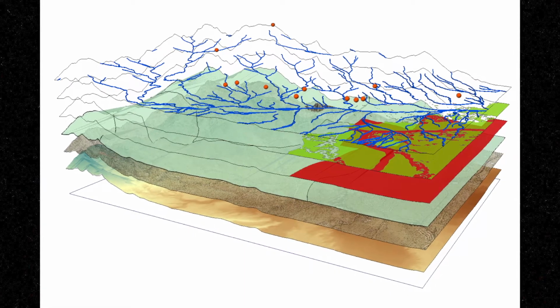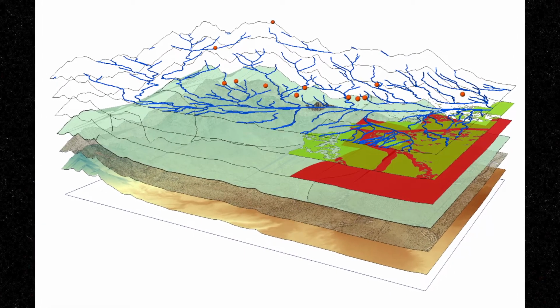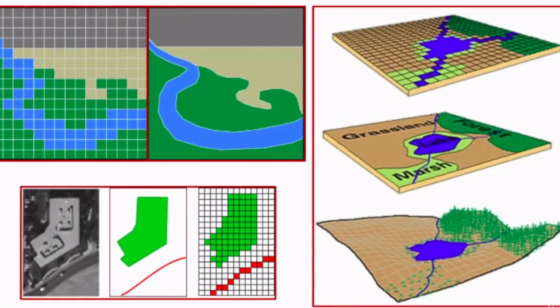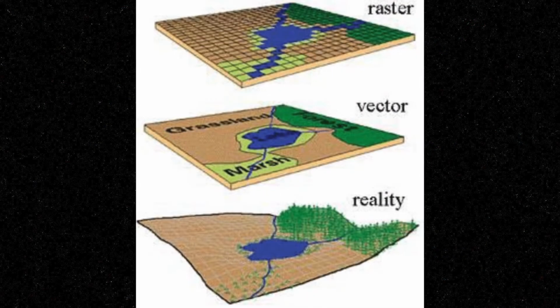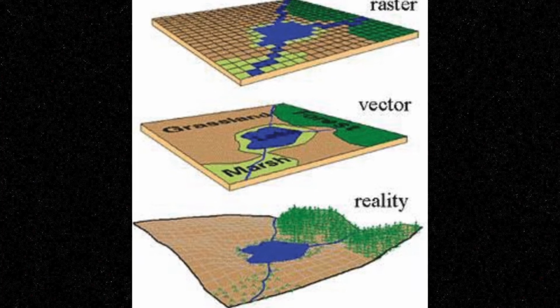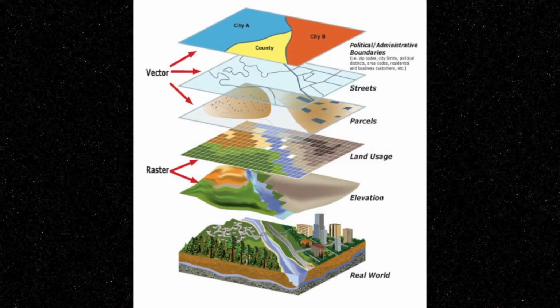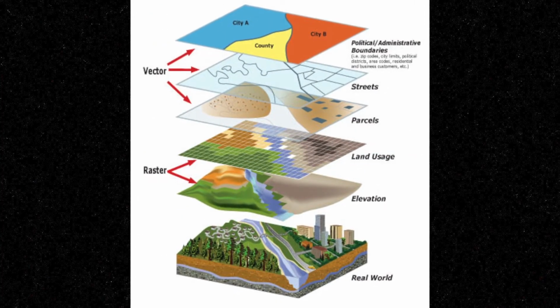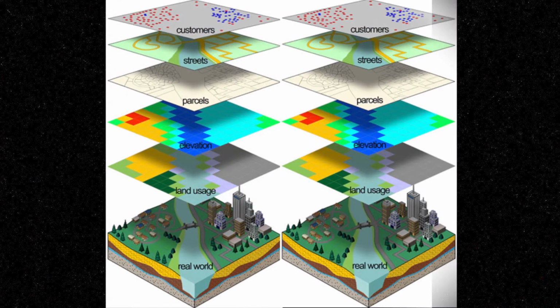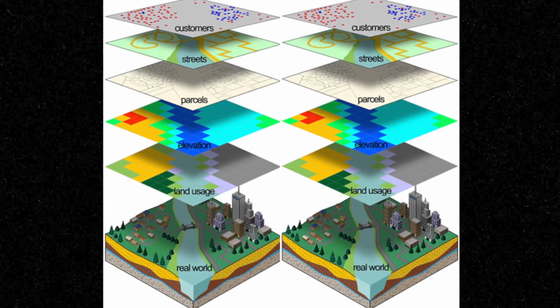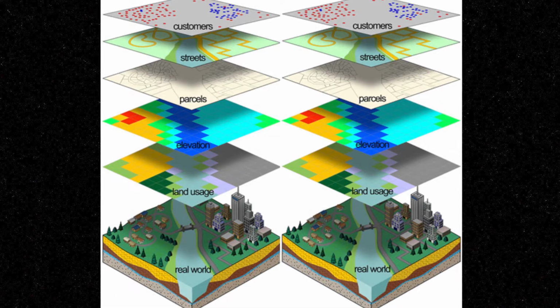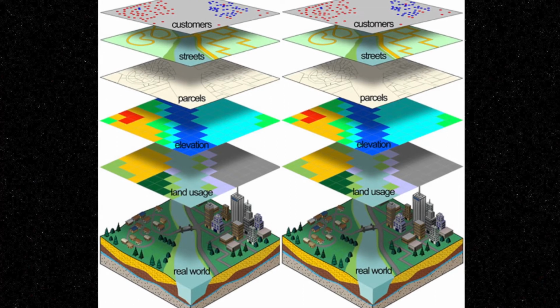GIS data can generally be categorized into two major types: raster and vector. Vector data is defined by points, lines and polygons and their associated relationships that comprise geospatial data. Real world features and surfaces can be represented as vector data stored in a GIS.